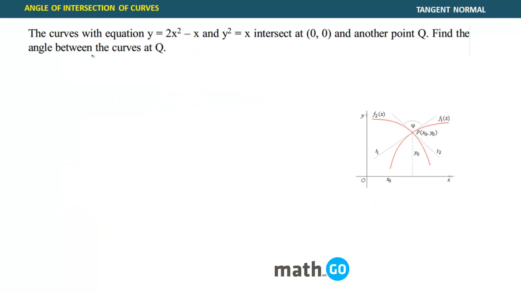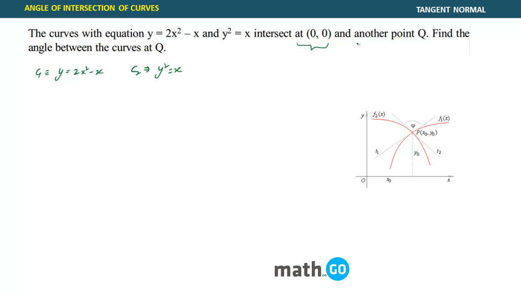Now let us apply the concept of angle of intersection of curves to a particular problem. The curves given here are, the C1 curve is y equal to 2x square minus x, and the C2 curve is y square equal to x. These two are the curves. It is given that they intersect at (0, 0). We can easily see that if you put x equal to 0, both the y values come out to be 0. So they intersect at (0, 0).